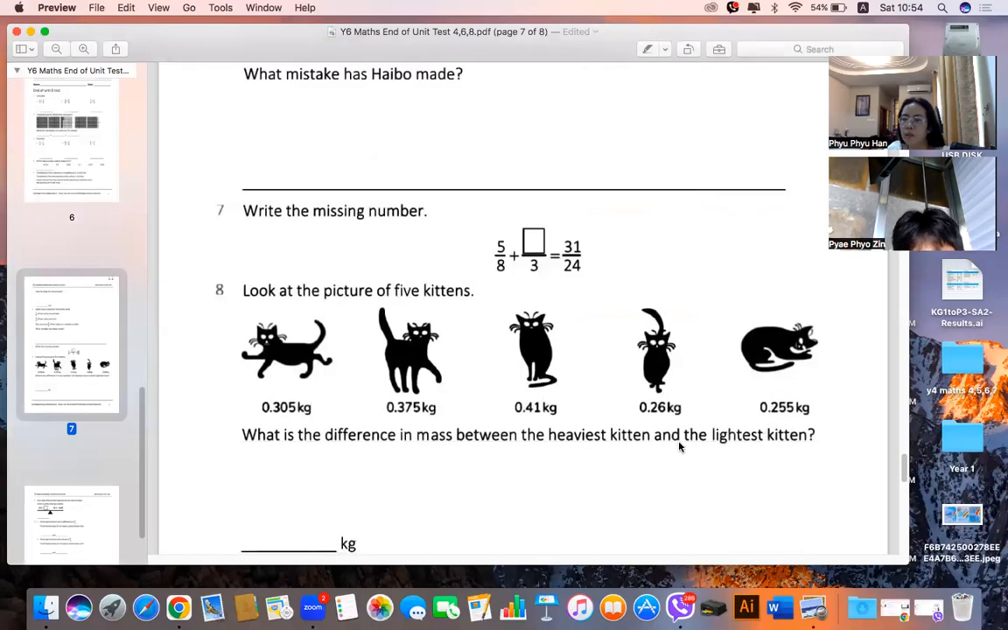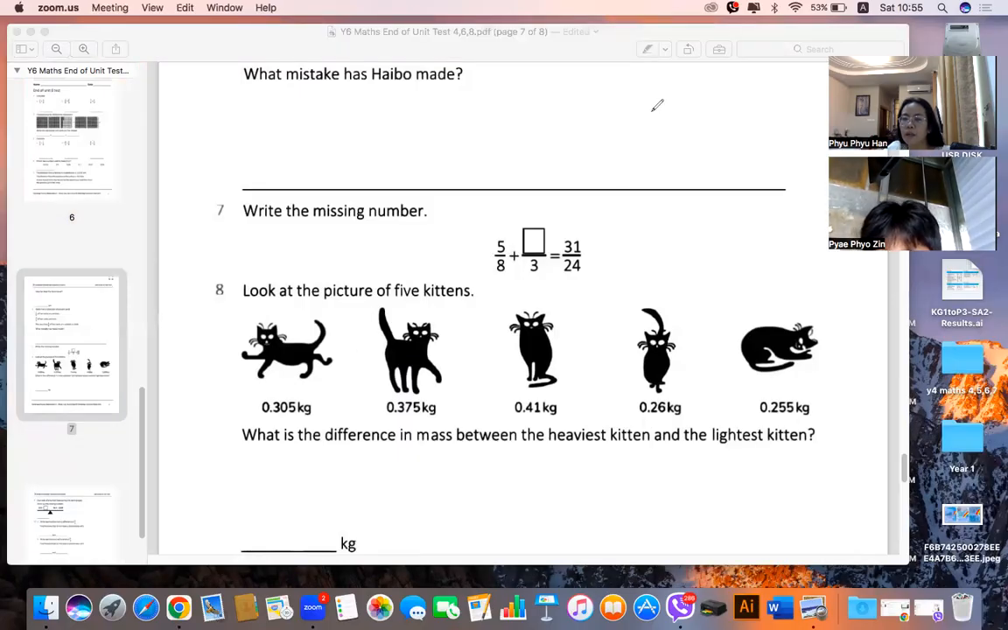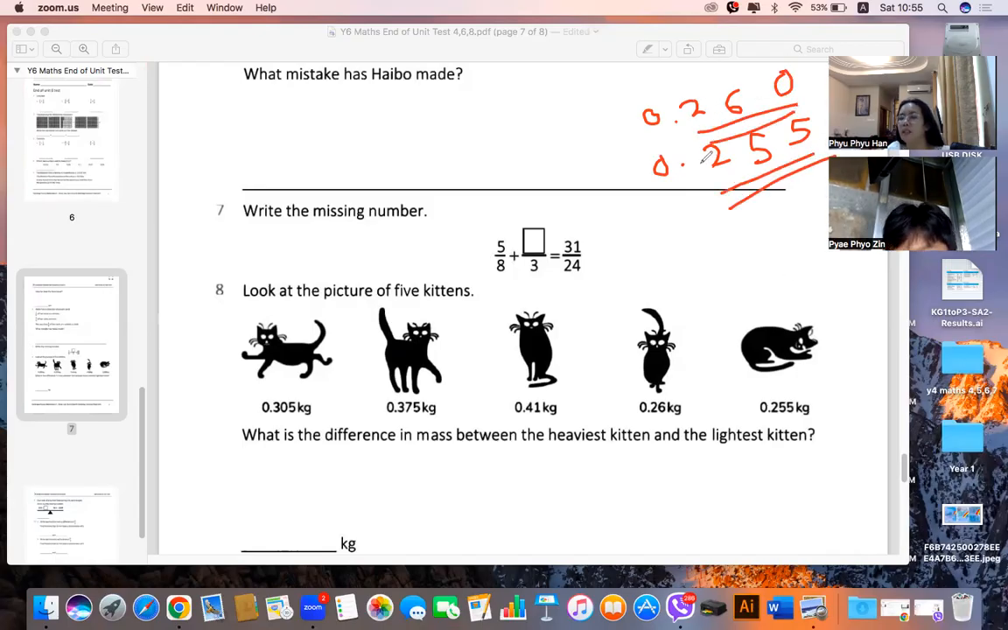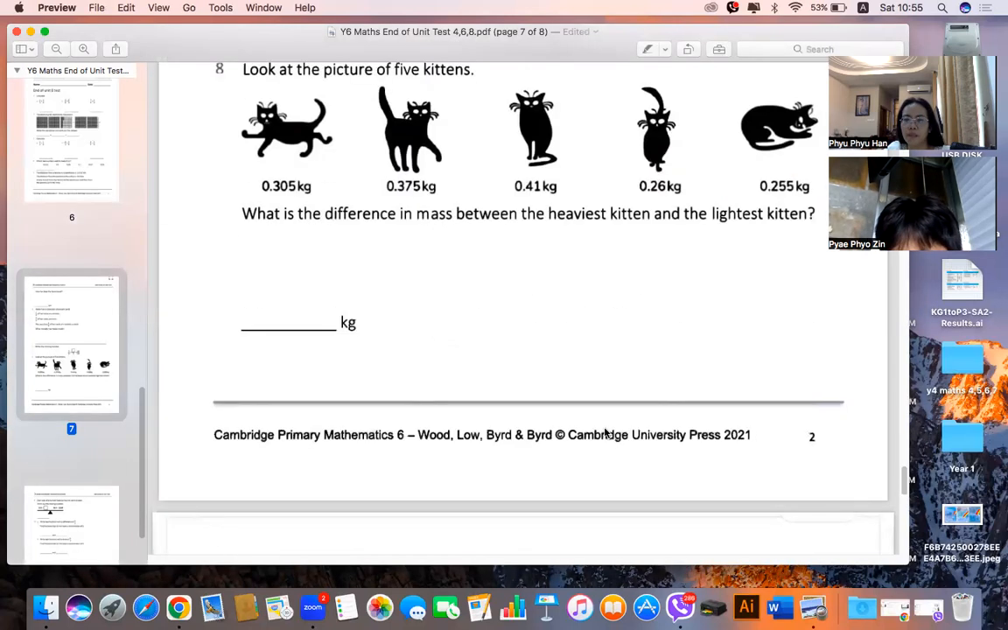And for this one also, when you compare the weight of the cat, the mass of the cat, you have to know that 0.26 is bigger than 0.255. Actually, you can add 0.260 if you want to compare. So 260 is bigger than 255. You need to find the smallest and subtract it from the biggest. So that's the method.